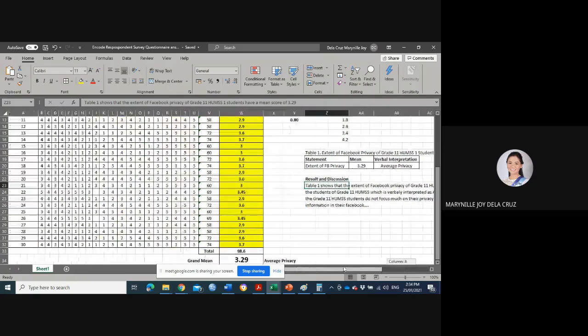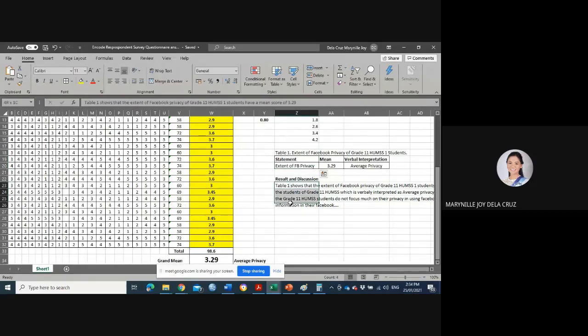Now, kamo, amo manonobrahon niyo, you're going to write a table or any kind of chart you're going to use. What do you think is an appropriate chart, especially those who are using questionnaire? And you're going to write down your result and discussion. That's how you write your result and discussion.